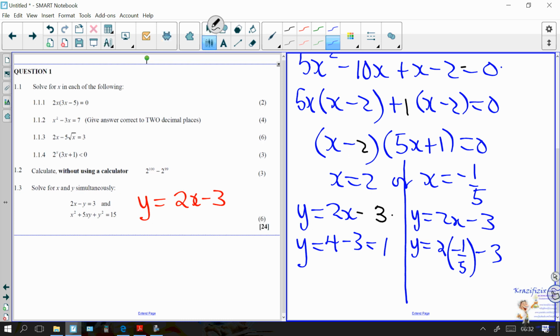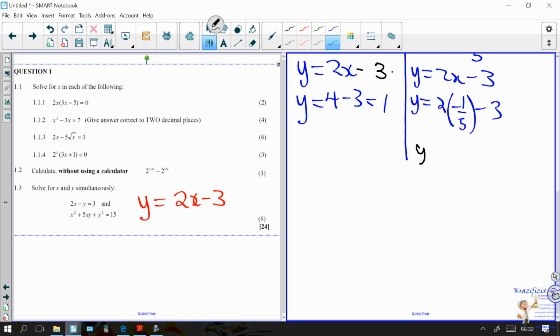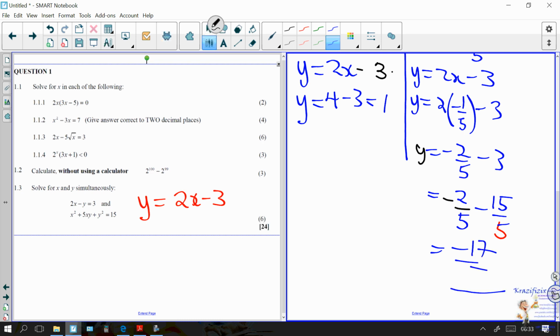Minus 3. What am I going to have here? I'm going to have negative 2 over 5 minus 3. What would that give me? If you go to your calculator, let me show you how not to use a calculator here. Negative 2 over 5. If I have to have my denominator as 5, 3 is 15 over 5. So I have the same denominator, I can just deal with my numerator: negative 17 over 5. And that's how you work it out without a calculator.